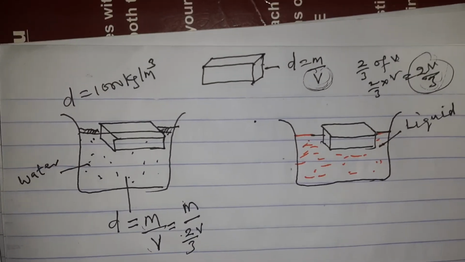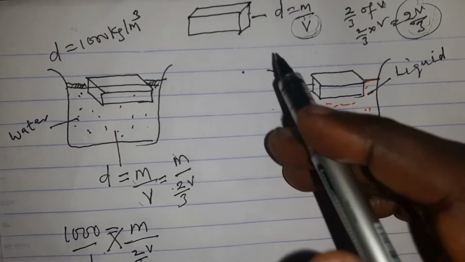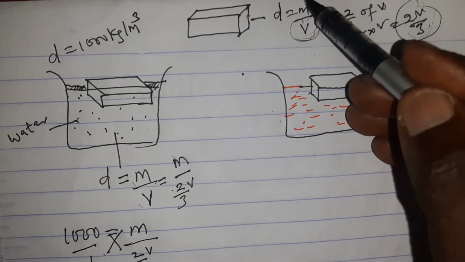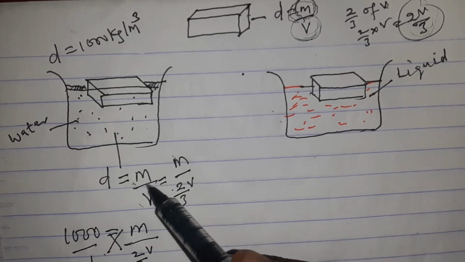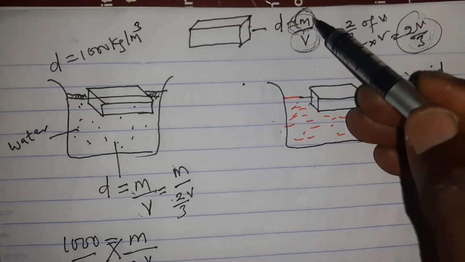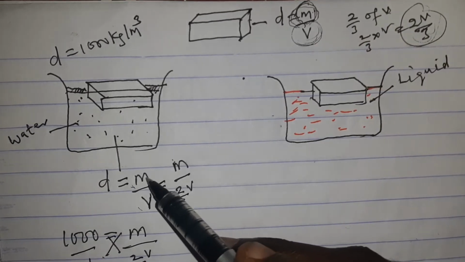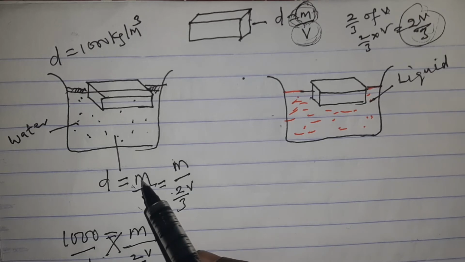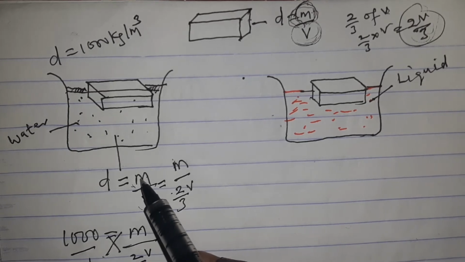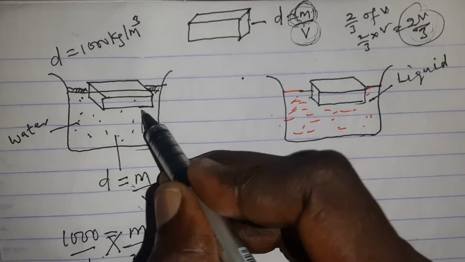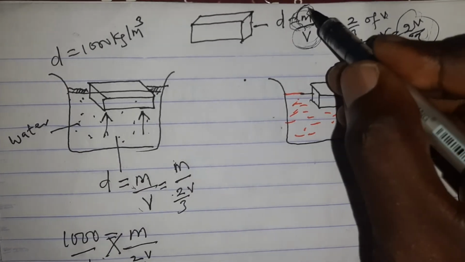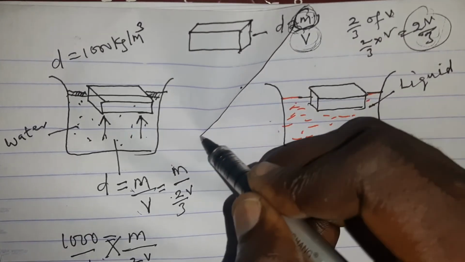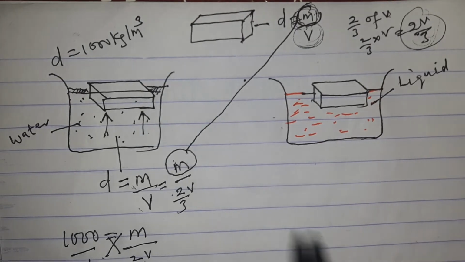And mind you, since the object is floating in water, the mass of the object in air will be equal to the mass of the liquid displaced, or the weight of the object in air will be equal to the weight of the liquid displaced. If you convert this mass of the liquid displaced to weight, you have actually gotten the upthrust, the force that this water is exerting on the solid. So now we know that this and this are the same because the object is floating.